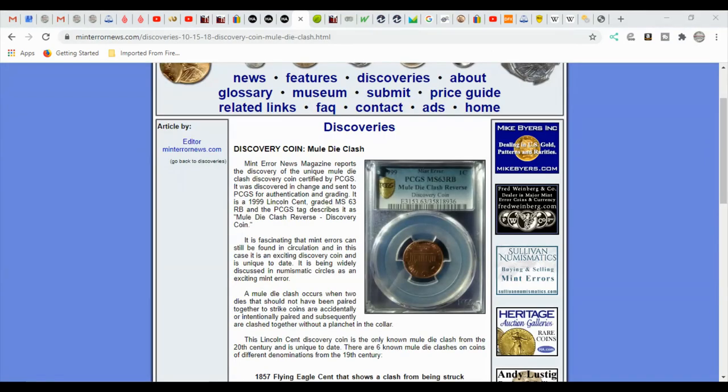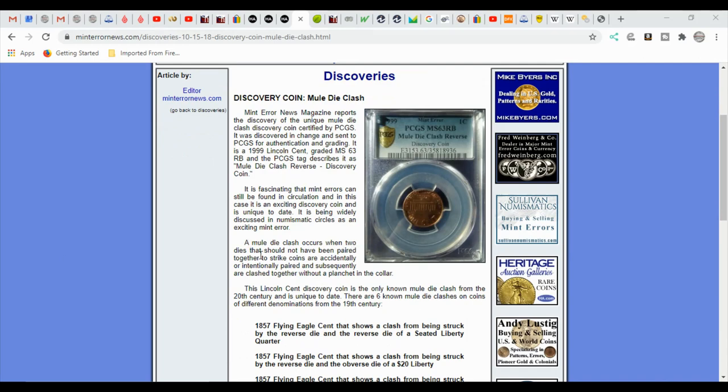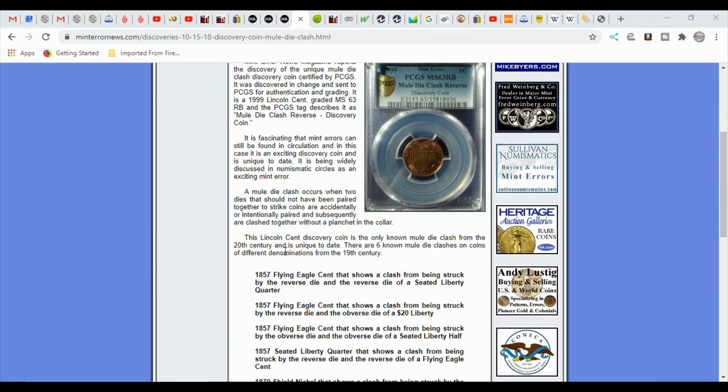Now we're going to get into the clashes that are worth the money, the rare ones, Mule die clashes. Someone actually found a 1999 Lincoln cent in their change that had a Mule die clash reverse. And what a Mule die clash is, it occurs when two dies that should not have been paired together to strike coins are accidentally or intentionally paired and subsequently are clashed together without a planchet in the collar. It says the Lincoln cent discovery coin is the only known Mule die clash from the 20th century and is unique to date. There are six known Mule die clashes on coins of different denominations from the 19th century.